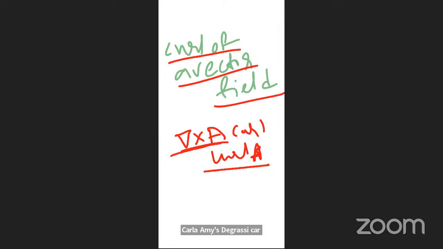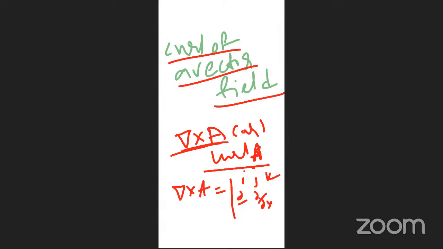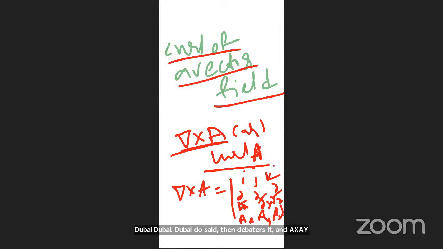So what is curl A? Del cross A means the determinant of i, j, k; dou by dou x, dou by dou y, dou by dou z; and Ax, Ay, Az. This is the curl of a vector field. This is the formula, and the theorem is proved now.